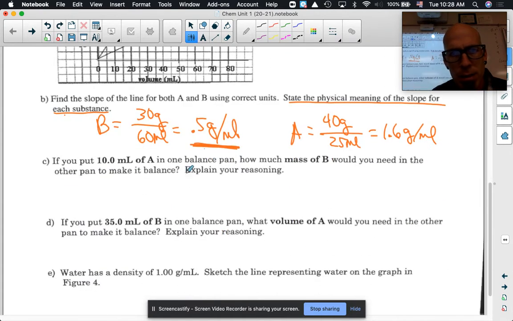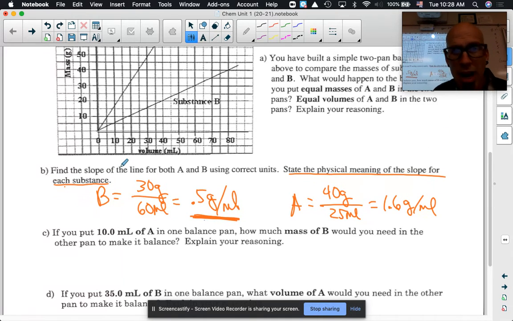But what did they tell us? They said if you put 10 mLs of A, what's mLs? That's a volume. They gave us a volume, but then they said how much mass of B would you need? Well, you need exactly the same amount of mass as what that much A has, but we don't know how much mass A has if it's 10 mLs big. So they gave us a volume, but they want a mass. So we have to look at the graph and figure out what this is.